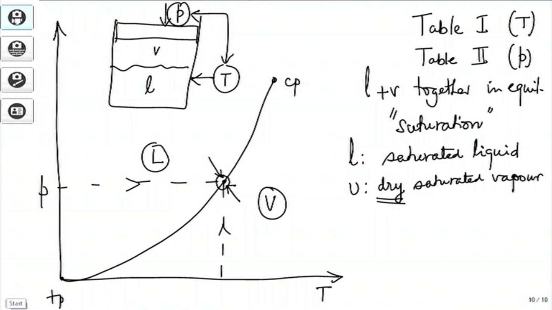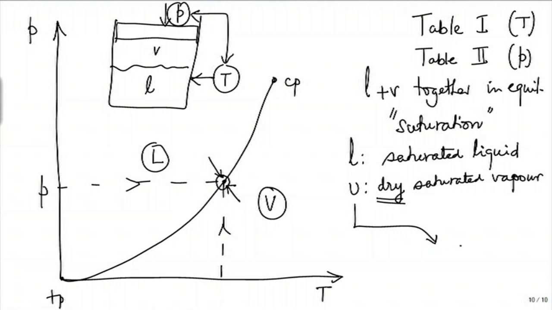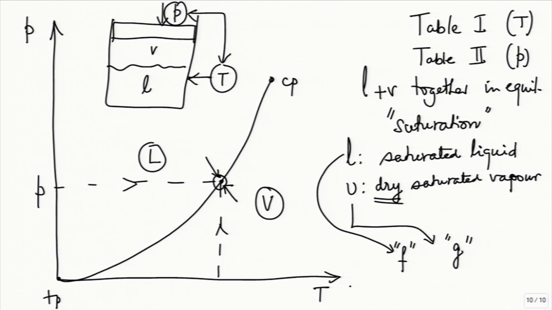So, the properties of the liquid phase are tabulated in tables 1 and 2, properties of the vapor phase are also tabulated in tables 1 and 2. For the saturated vapor phase, the subscript used is G. For the saturated liquid phase, the subscript used is F. That is the tradition which is used. I have to keep on changing it, right?